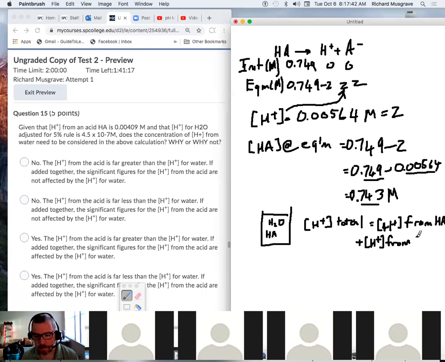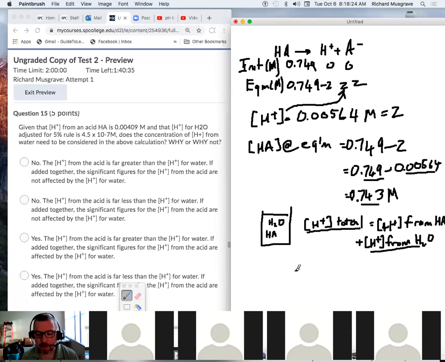So that's what you've got to understand: the H plus from the HA plus the H plus from the water. Now, whether the H plus from the water matters or not is going to depend on its size relative to the H plus from the HA. So what I'm saying is if the H plus from the water is very small relative to the H plus from the HA, then it ain't going to matter. But if it's around the same size as the HA, then it is going to matter. Around the same size or even possibly larger than the HA, then it certainly will matter.